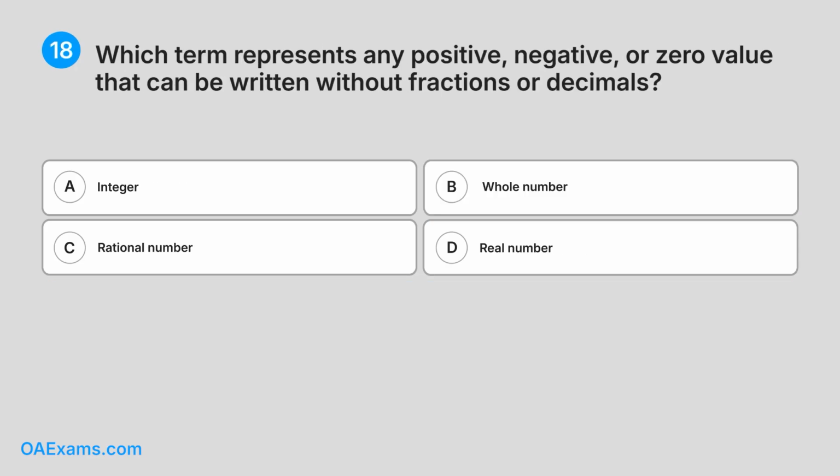18. Which term represents any positive, negative, or zero value that can be written without fractions or decimals? A. Integer. B. Whole number. C. Rational number. D. Real number. What do you think is the answer?